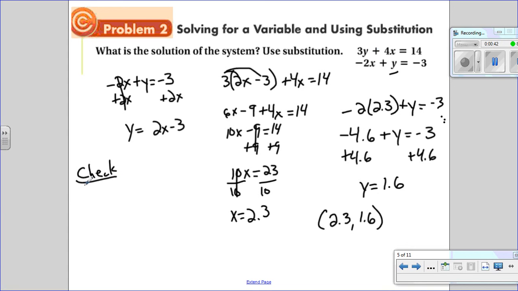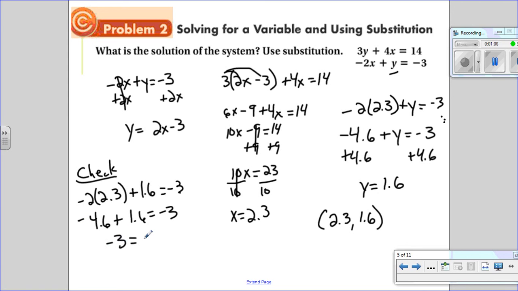Plug it back in and plug it into either equation. I'm going to take the easier of the two, which is negative 2 times 2.3 plus 1.6 equals negative 3. Negative 2 times 2.3 is negative 4.6, plus 1.6. Negative 4.6 plus 1.6 equals negative 3, which equals negative 3, which shows us that we did indeed do it correctly. So that is solving systems using substitution.